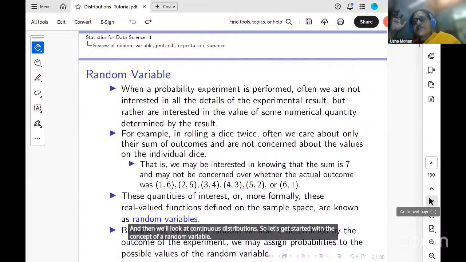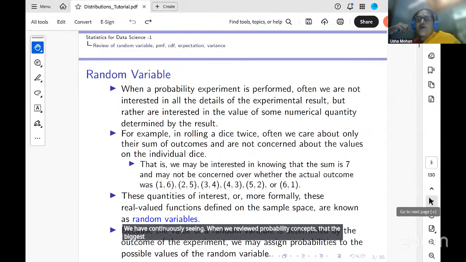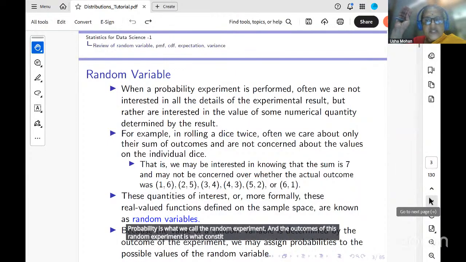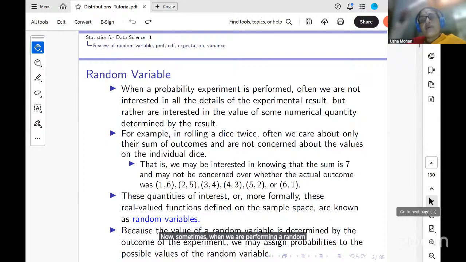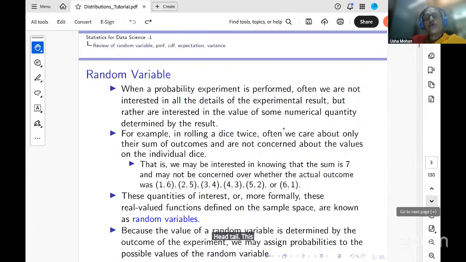We have seen when we reviewed probability concepts that the biggest building block of probability is what we call a random experiment. And the outcomes of this random experiment constitute the sample space. Now, sometimes when we are performing a random experiment, we might not be interested in the outcomes of the experiment. For example, when I toss two coins, I know that my sample space is head-head, head-tail, tail-head, and tail-tail. But sometimes I might not be interested in this.